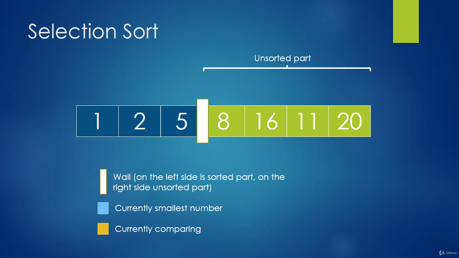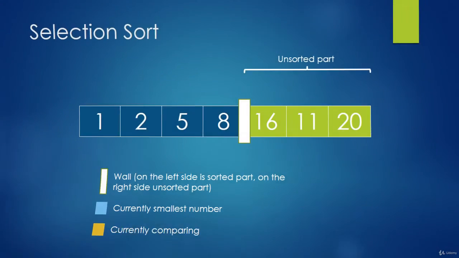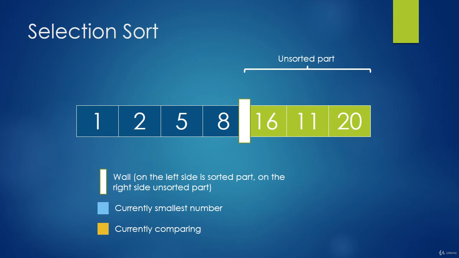In the next iteration, we find out that 8 is the smallest number in the unsorted part. But 8 is already the first number in the unsorted part. Well, that is just less work for us, because we don't have to swap anything. We just move our wall. In the next round, we find out 11 is smallest. We swap it with 16 and move our wall.